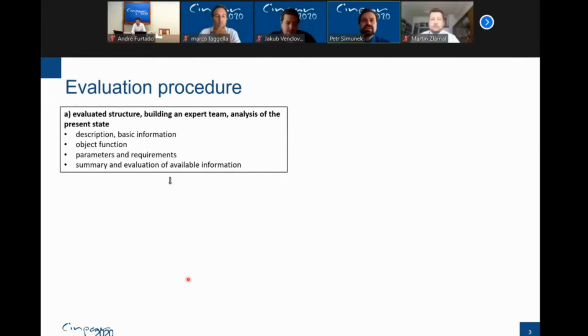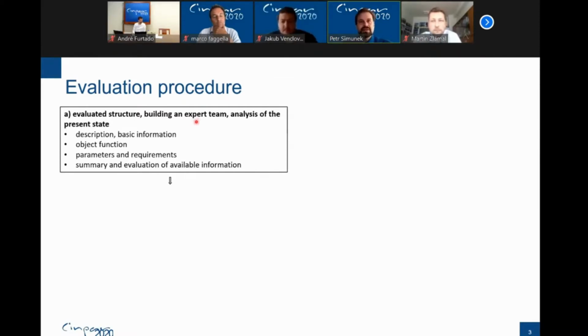So now I will try to introduce the step-by-step evaluation process. So first of all, we have to make a selection of a structure for comprehensive evaluation. The developed tool is relatively large scale, so it's rather suitable for important and large constructions. These are, for example, buildings or nuclear power plants, etc.